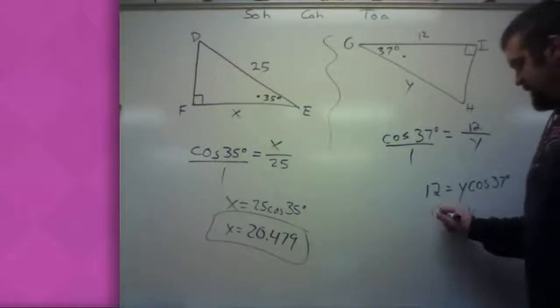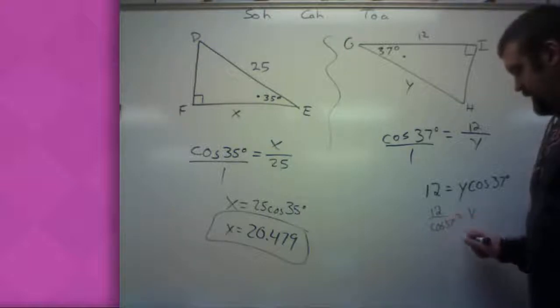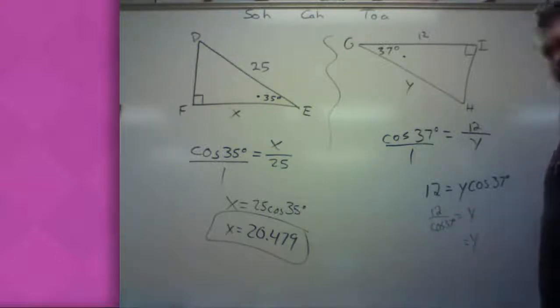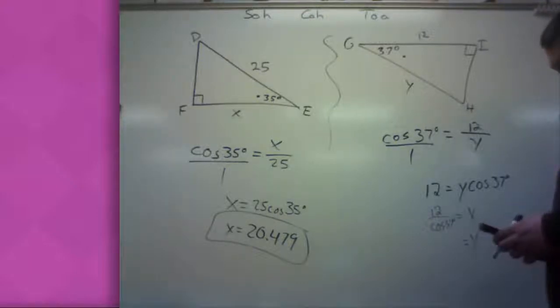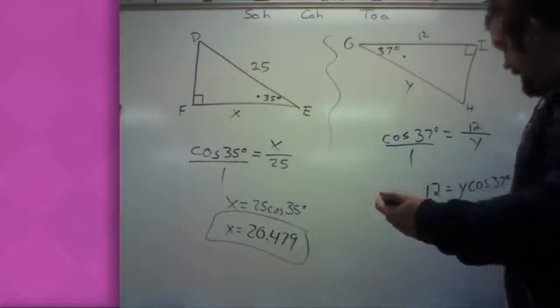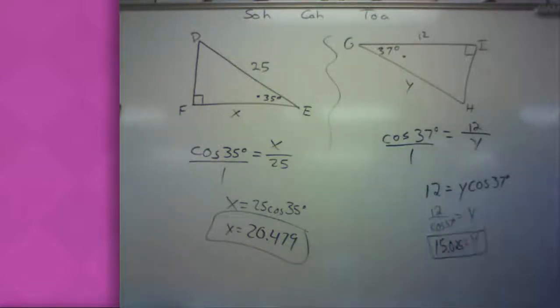Dividing both sides by cosine of 37, I get 12 divided by cosine of 37. When I punch this in my calculator, I get 15.025. Yeah, I still feel pretty accomplished. Knowing only one side and one angle, I'm still able to find it. That's pretty impressive.